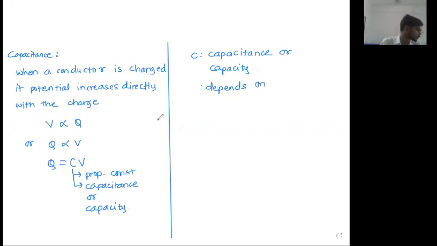Depends on, step by step. Number one, size and shape of conductor. So it matters. Let's say the spherical conductor we have, what is its radius? Smaller, larger, that means size. Shape, whether it is a sphere, a circular plate, a square plate, and so on, that also matters. Size and shape of conductor.